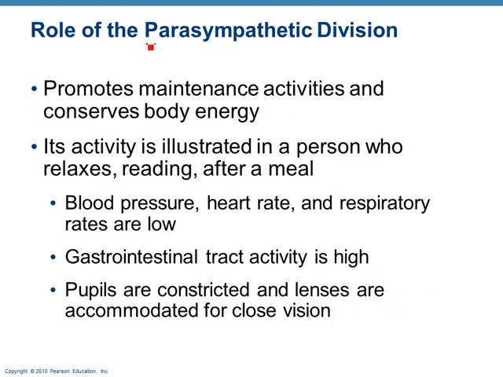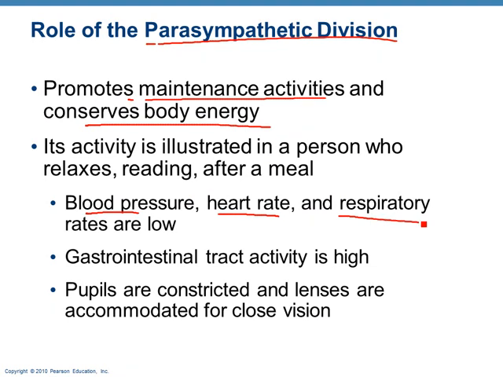Now, like I said, parasympathetic is basically what we're in all the time. That's our go-to nervous system. It basically helps us maintain our activities and conserve our body energy. Until we need to ramp it up, we're just chilling and storing up what we need. If you're hanging out, relaxing, reading, or after a meal, your parasympathetic nervous system is in control. It keeps your blood pressure low, keeps your heart rate steady, keeps your respiration low, because you don't need those while reading a book.